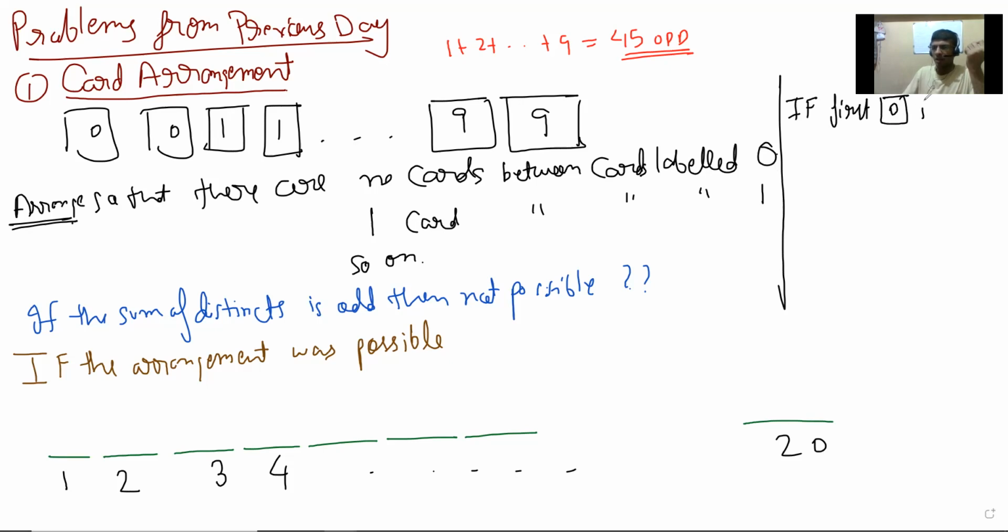this card is at position, what position we don't know, so we'll just say some position p of 0, position of 0, we don't know that position. But if this arrangement is possible, then it will be somewhere. It could be 4, 5, anything, right? So some p0 position, and here we have placed.